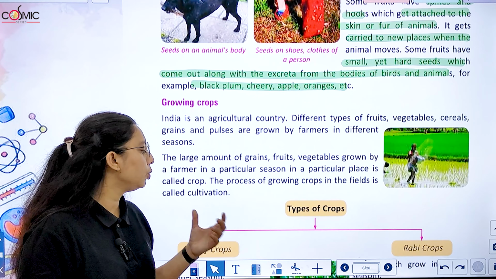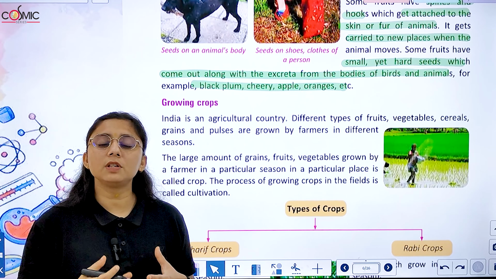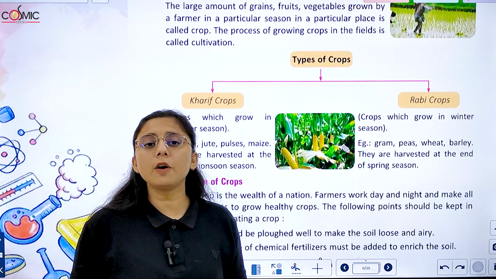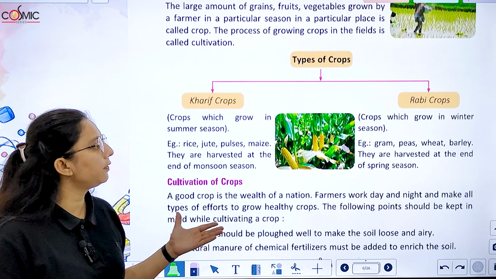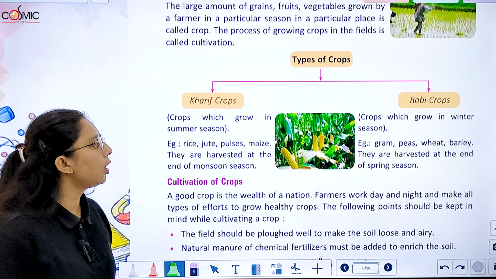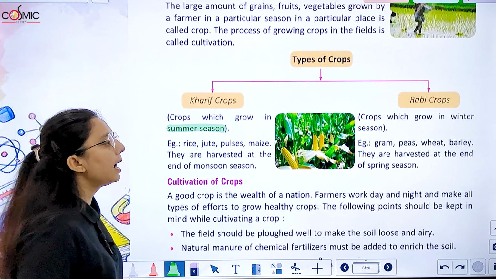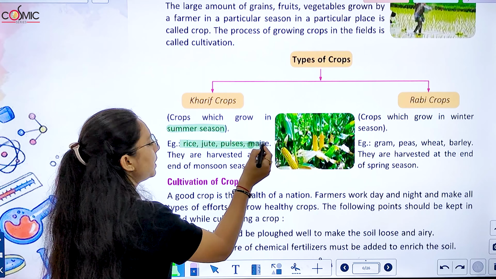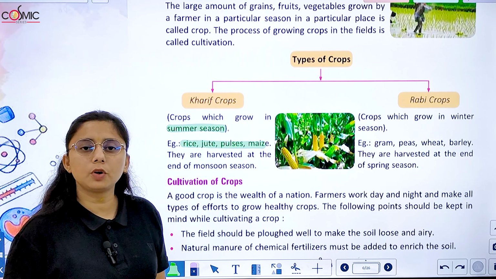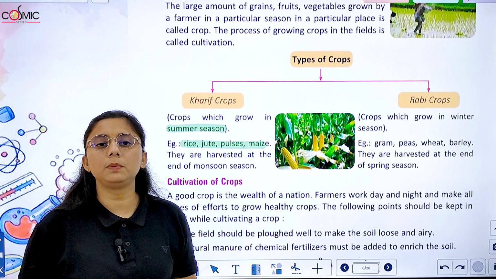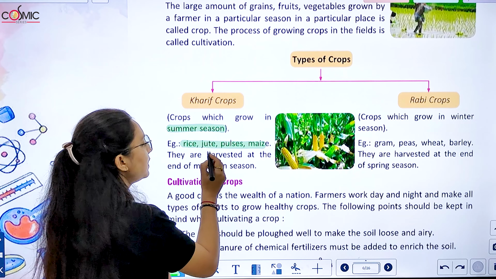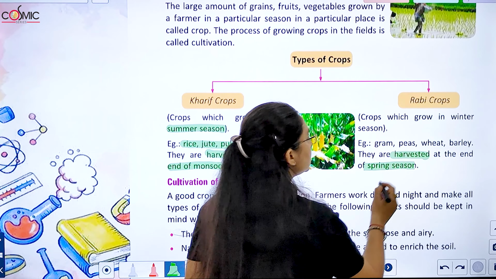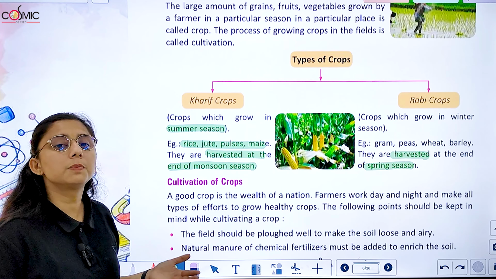Now, the process of growing crops in the field, the process by which we grow crops in the field, is known as cultivation. Now, types of crop: we have two types, kharif and rabi. Kharif crops are grown in the summer season and rabi crops are grown in the winter season. Like jute, rice, pulses, maize. What are these? These are kharif crops. And rabi: gram, peas, wheat, barley. Kharif crops are harvested at the end of the monsoon season and rabi crops are harvested at the end of the spring season.